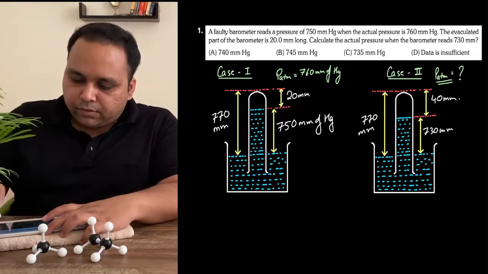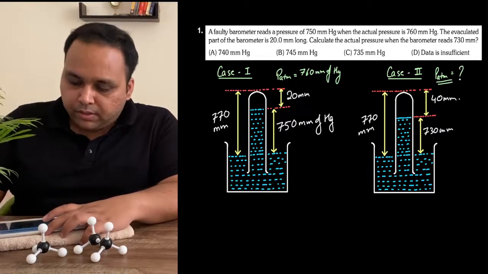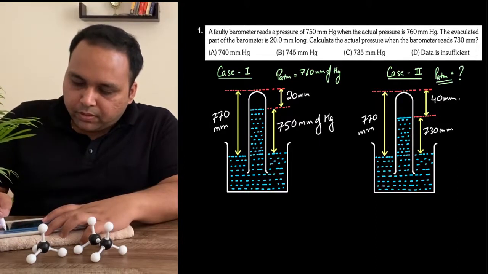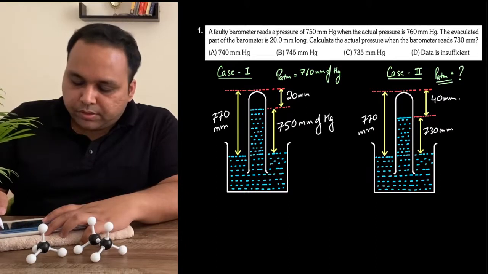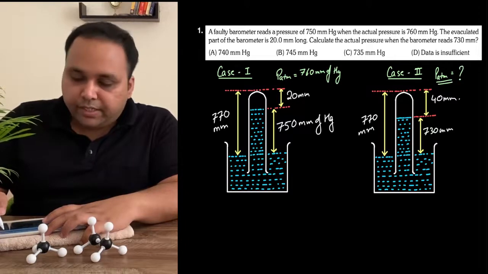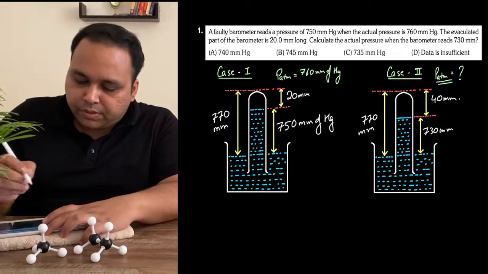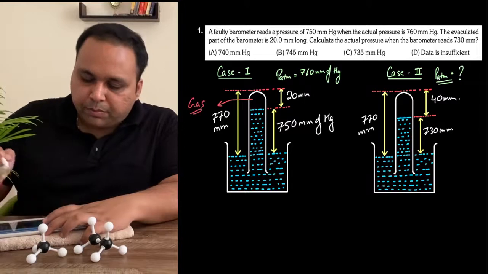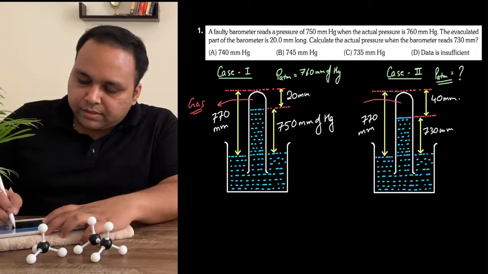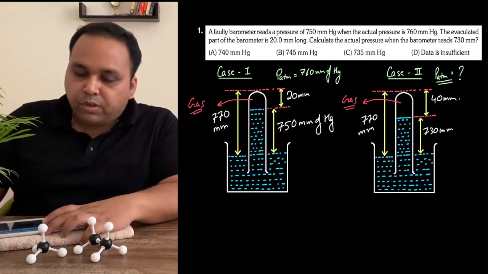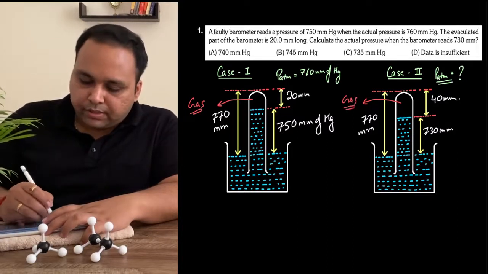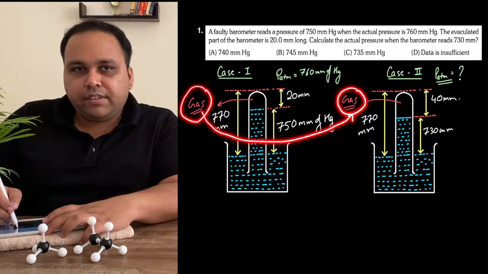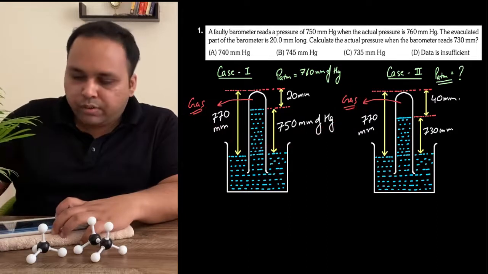So now we have two cases, and we see that there must be some gas filled in the empty part of the barometer because there is an error in the reading, and that is due to the presence of some gas. So there is some gas filled in this empty part, and the same gas remains in this part. What we need to do is find the pressure of the gas here, then convert it into the pressure of the gas in the second case. And it is very easy to do this. Let's look at how we'll achieve this.